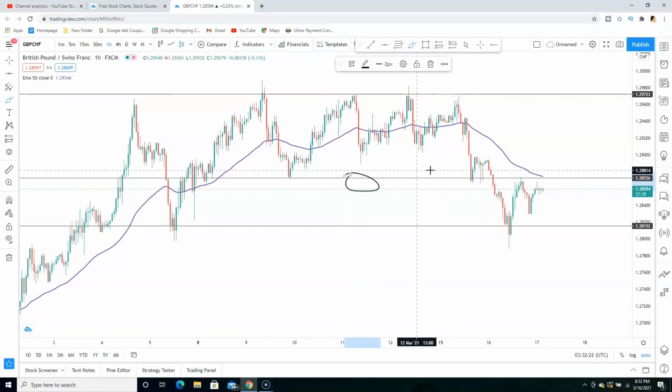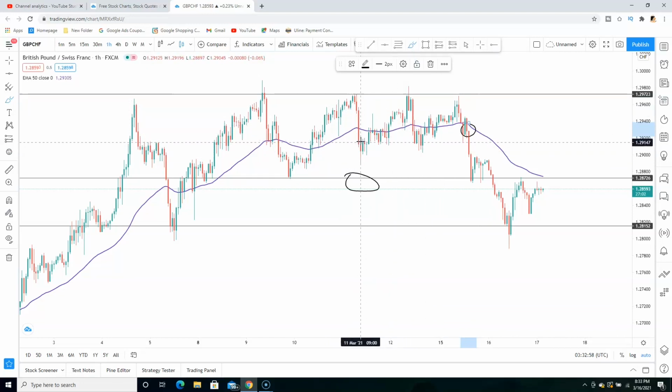Now to use it, you have to make sure that price is below your 50 EMA right here. Price is below your 50 EMA, and you have to make sure that price closes below your support zone. You don't place a trade as soon as price gets below the 50 EMA, because sometimes price will close below the 50 EMA and then reverses, and then it might start consolidating like what happened right here.